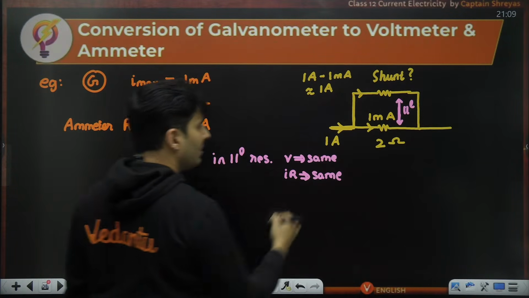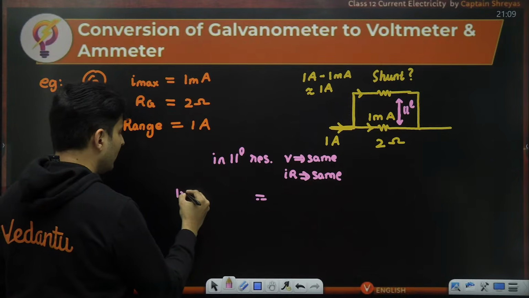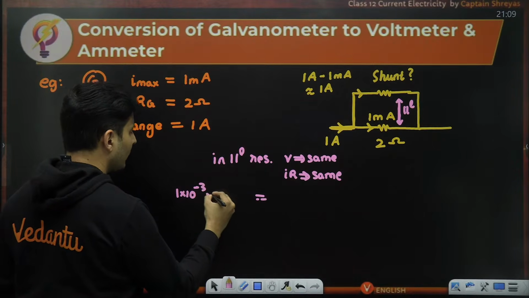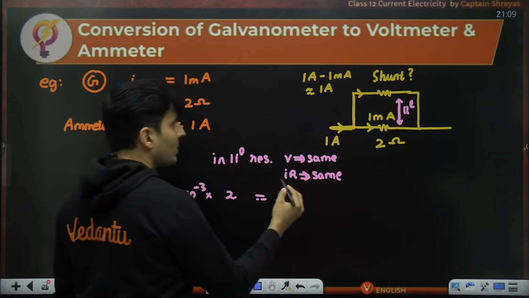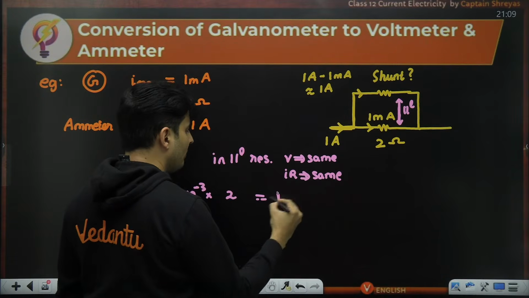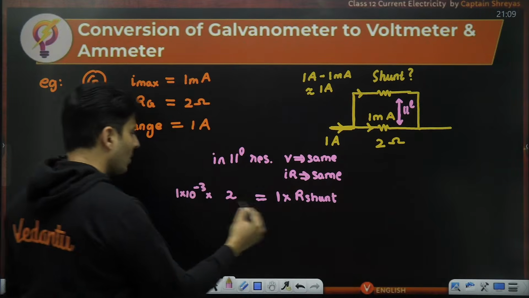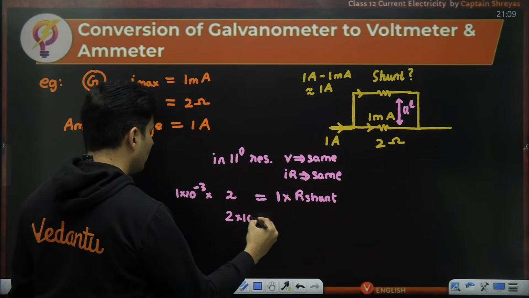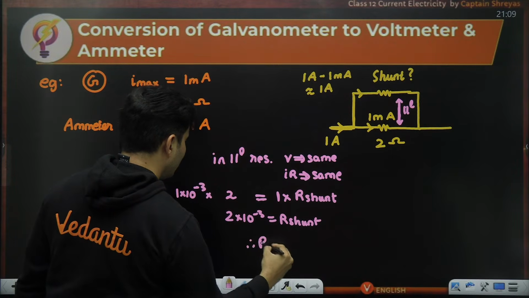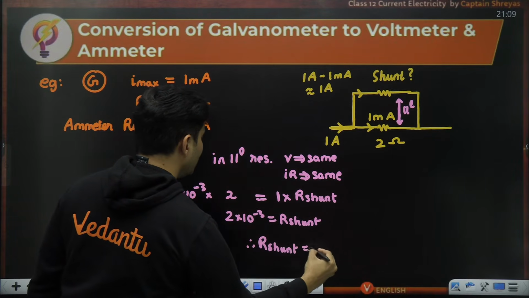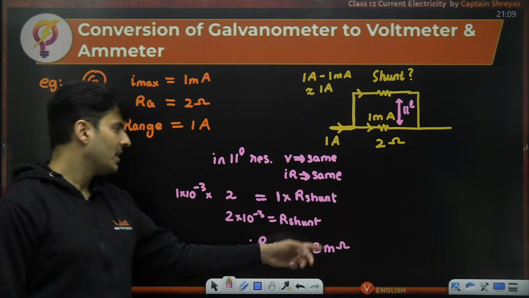What is the current in the galvanometer? Think about it. It is 1 milliampere. So 1 into 10 to the power minus 3. What is the resistance? It is 2. Same thing over here. The current in the shunt is 1 ampere. The resistance of the shunt is what I do not know. Well, this is just going to be 2 into 10 to the power minus 3 is the resistance of the shunt. Therefore, the shunt resistance, how much should it be, guys? It should be 2 milli ohm. 2 milli ohm is the shunt resistance.